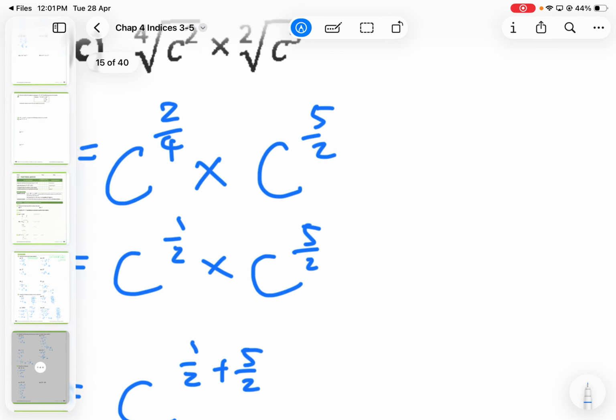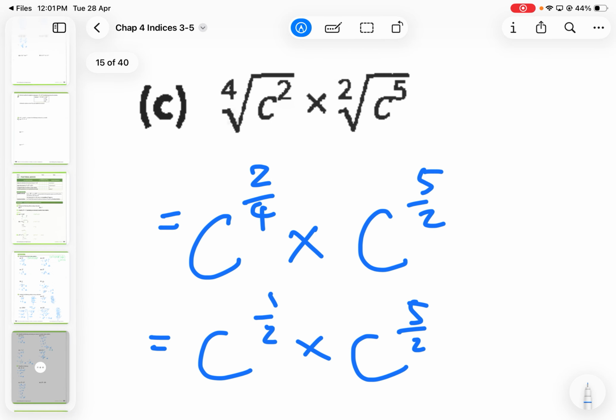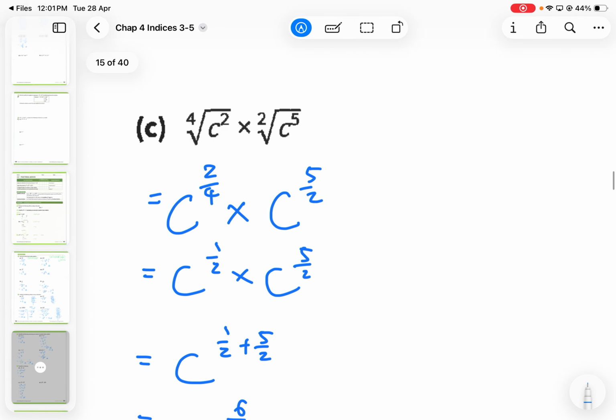Zoom in. Fourth root, so divide. The front is still here, the back is still here. Just take the index 2 divided by 4, 5 divided by 2. Then after that, same base. 2 over 4, simplify, then same base, add the power. Yes, yes.